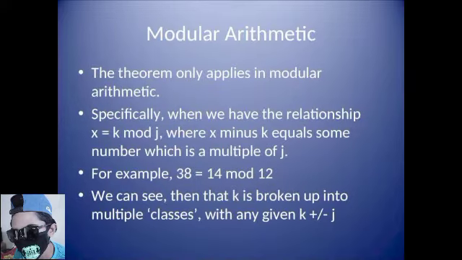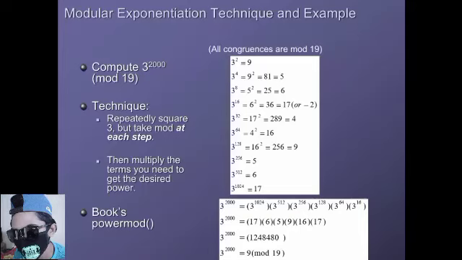And the Chinese remainder theorem applies in modular arithmetic. Specifically, when we have the relationship x equals k mod g, where x minus k equals some number which is a multiple of g. For example, 38 is equal to 14 mod 12. So you can see that k is broken up into multiple classes, with any given k plus or minus multiples of g. And these are some examples and techniques of modular arithmetic.